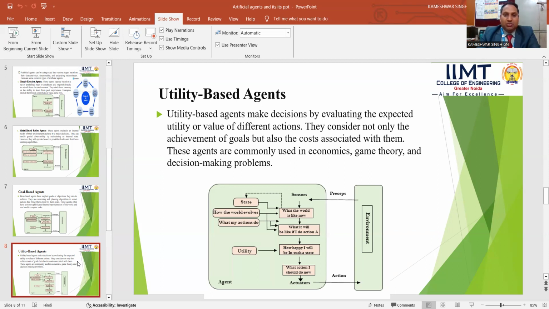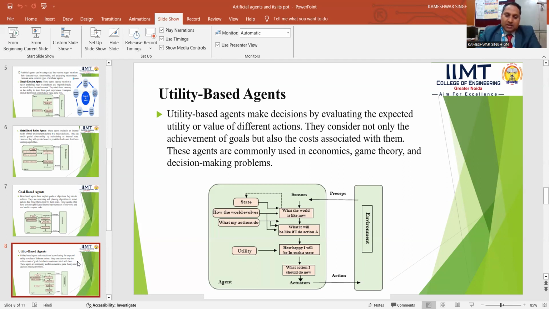So how do we utilize the resources? After setting the goals, we also consider the cost associated with them. This is the most important thing, the cost associated with them. These agents are commonly used in economics to realize the cost associated with achieving the goals.